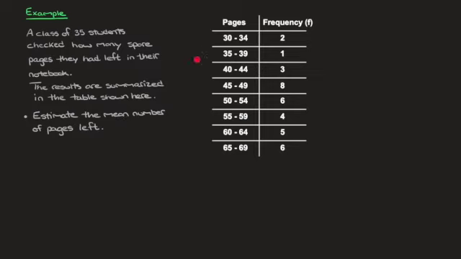Looking at the frequency table we have here, we can see that there were 2 students who had anything between 30 and 34 pages left, 1 student who fell between 35 and 39 pages left, 3 students who had between 40 and 44 pages left, and so on and so forth. And to calculate the mean number of pages the students had left, the first thing we need to do is add a mid-value column to our table.